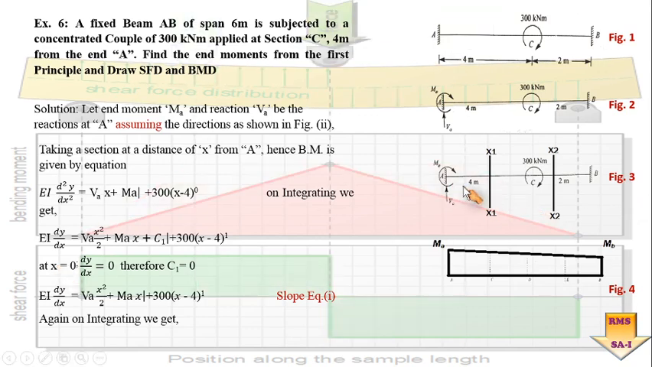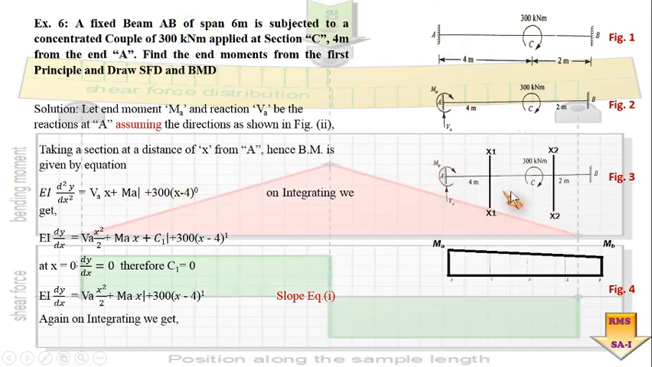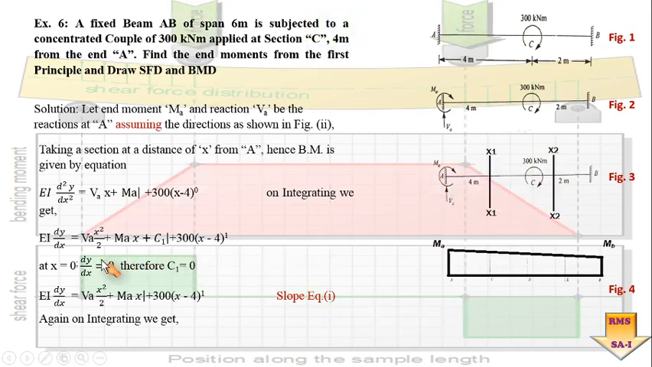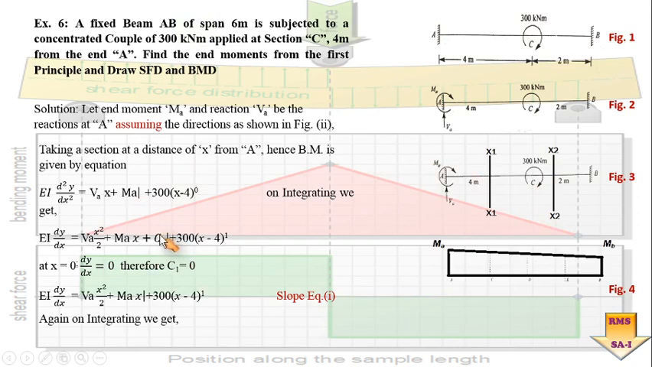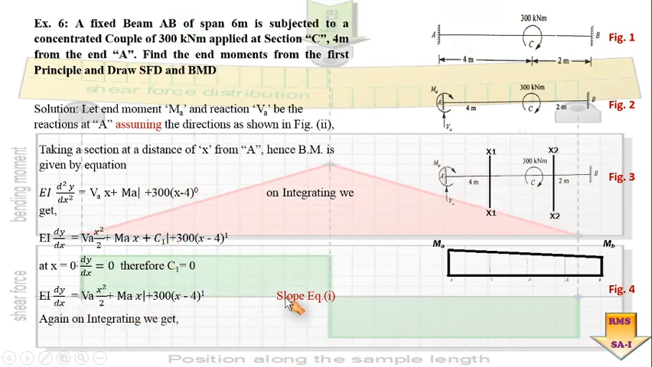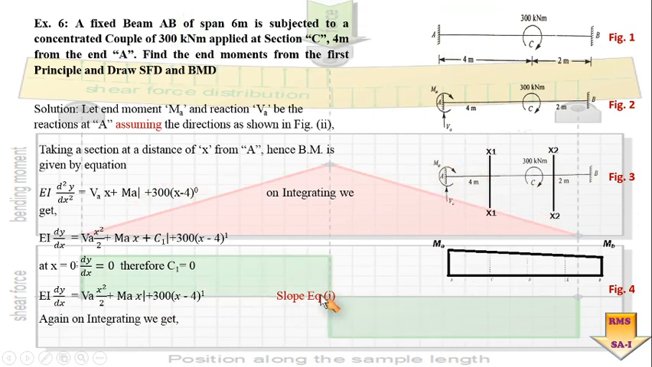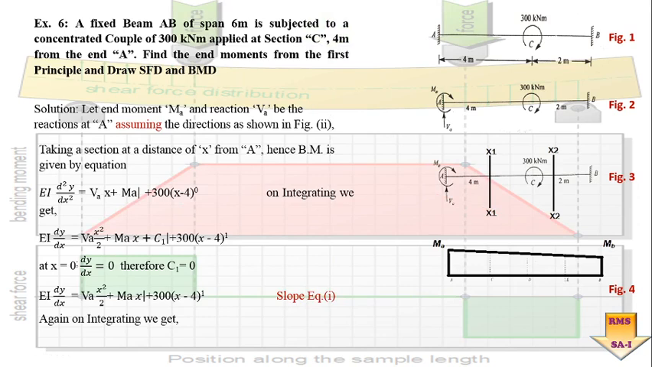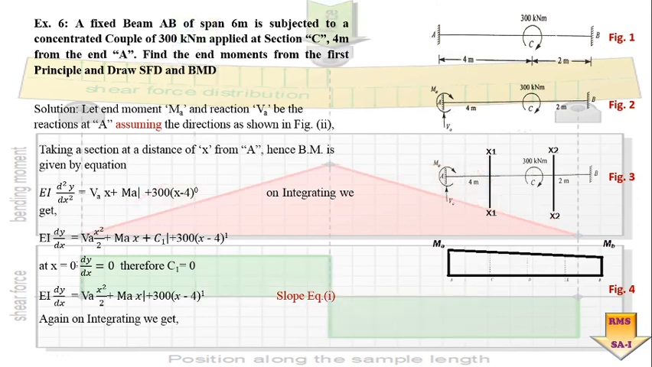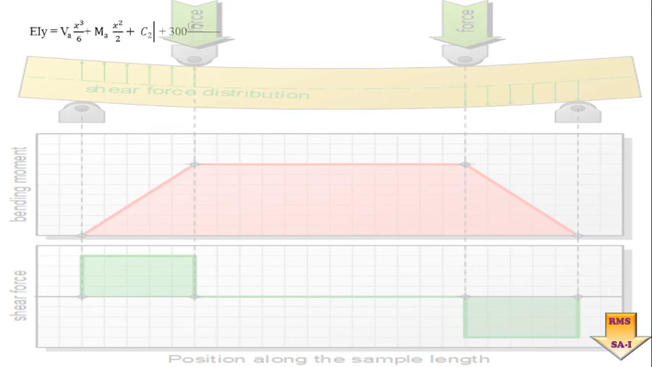So at x is equal to 0, the slope has to be equal to 0 because it is a fixed beam. So after putting this boundary condition in this equation, you get a new equation which is called the equation for the slope, saying it as equation number 1. Now in order to get an equation for the deflection, once again we have to integrate it, so that we can have the basic equation for the deflection.